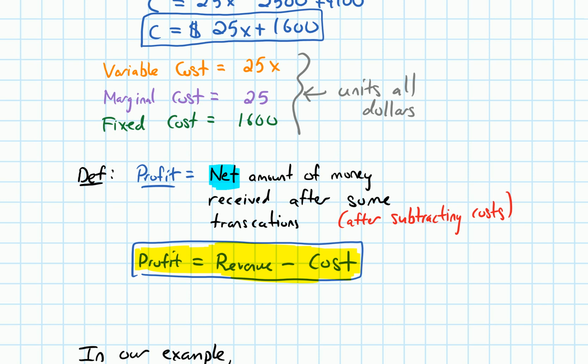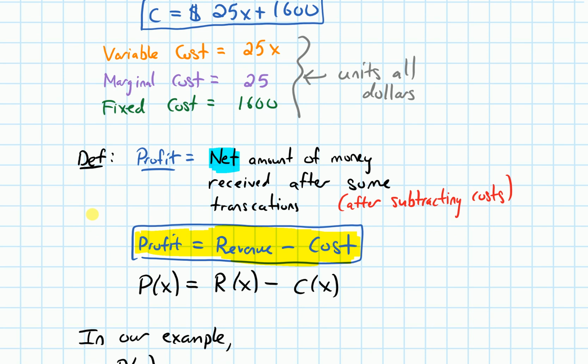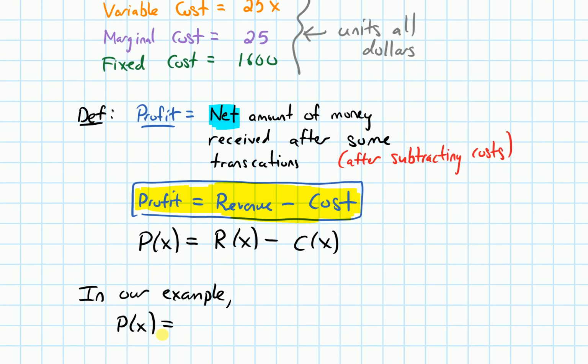Okay, so now if I write this with function notation, I'm going to call the profit P of X. Revenue, let's call that R of X. And then minus cost, let's call that C of X. And let's figure out the profit for our previous example. So the revenue we figured out earlier, that was 35x.